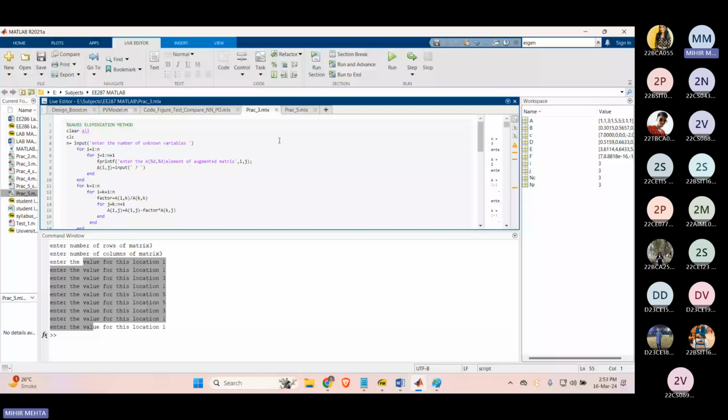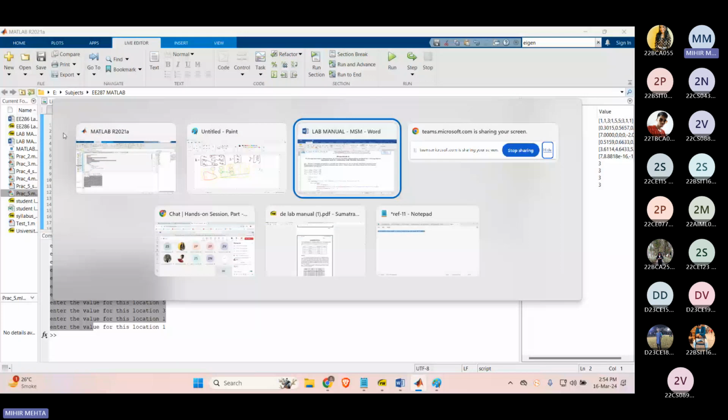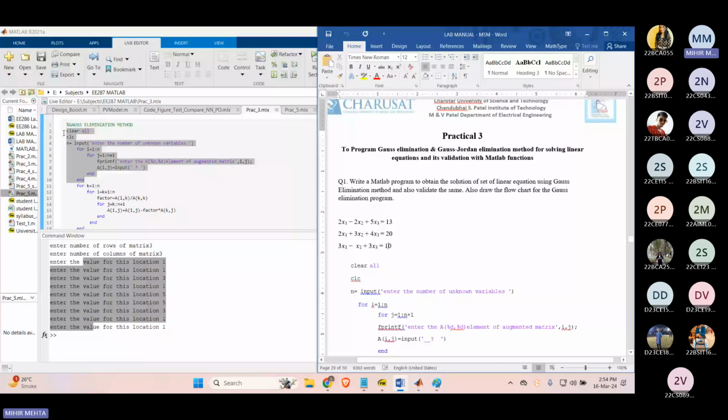I want you to help me and explain the highlighted part which is there on the screen. What am I supposed to expect as an answer to this particular part of the program? Can anyone tell me this? If you want, I can also keep this here so that you can have a look and tell me what is happening here. Anyone would like to try?